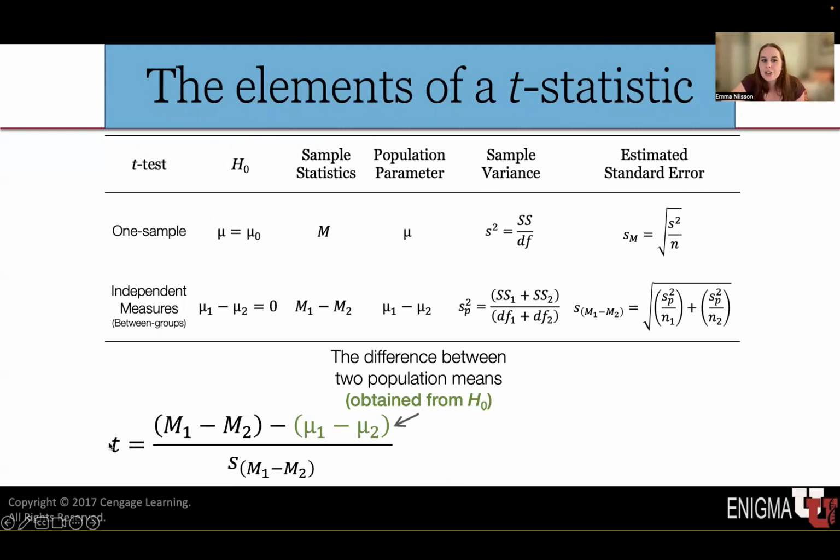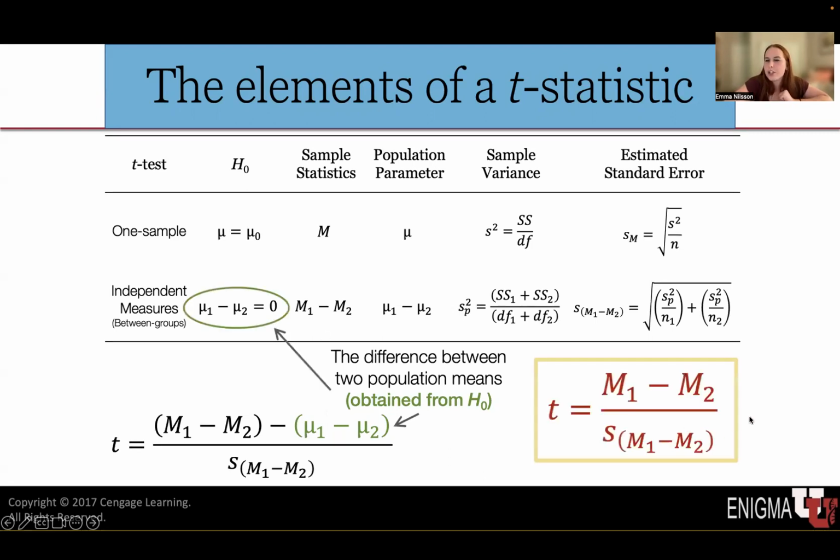is here's our t-statistic formula for an independent measures test. Remember, we take the difference between the sample means and the difference between the population means, and we find the difference between them. However, according to the null hypothesis of an independent measures t-test, the difference between the two population means should be 0. And because of that, we usually just write the t-statistic formula like this. We just say this is 0, and we just write it like this.